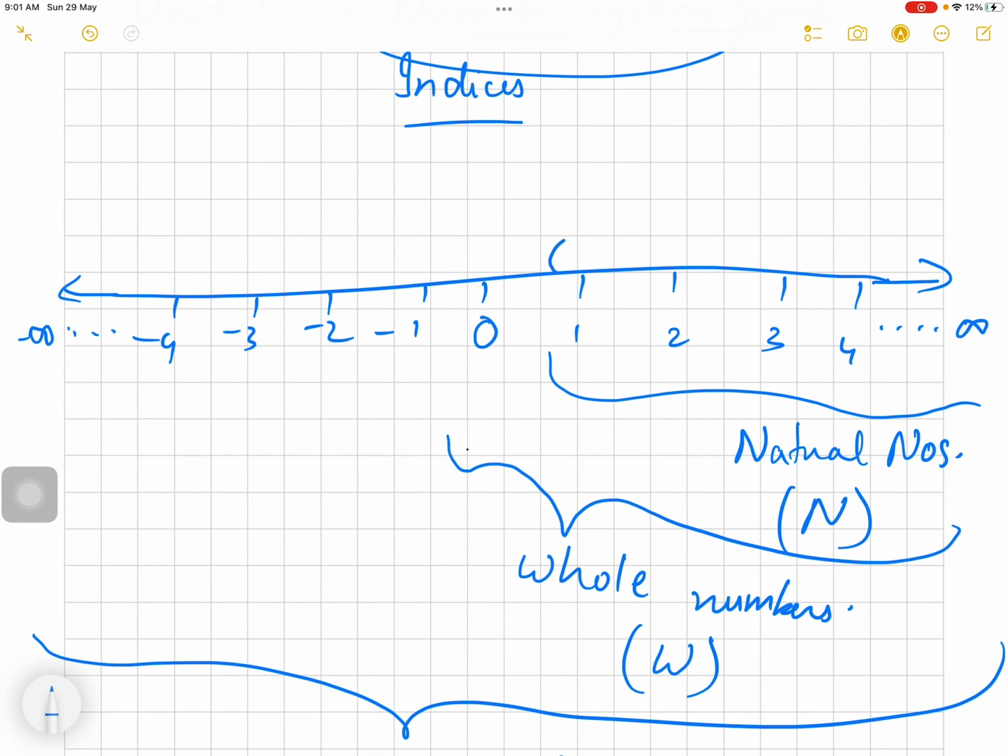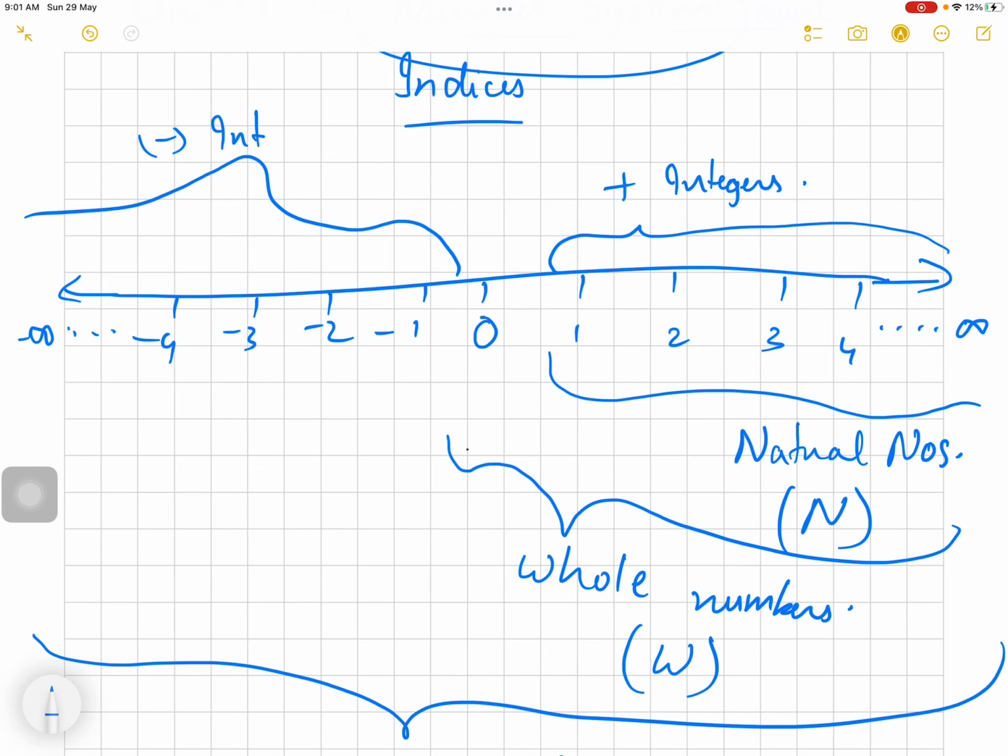So 1, 2, 3, 4, 5, 6 till infinity are called positive integers. -1, -2, -3, -4 till infinity are called negative integers. And 0 is also an integer which is neither positive nor negative.